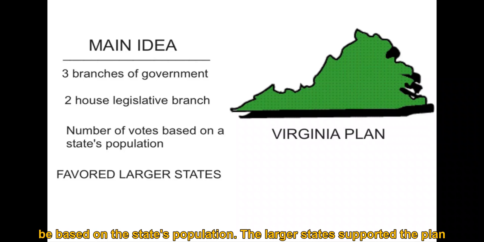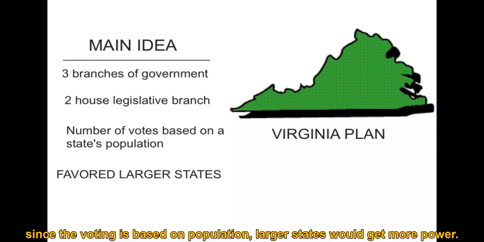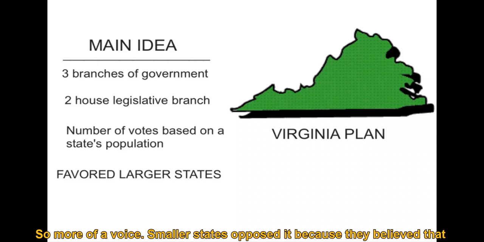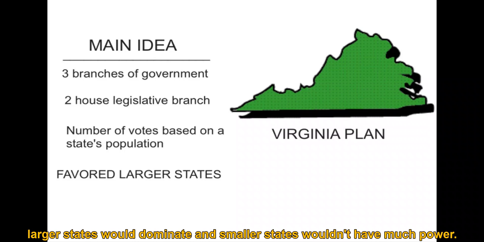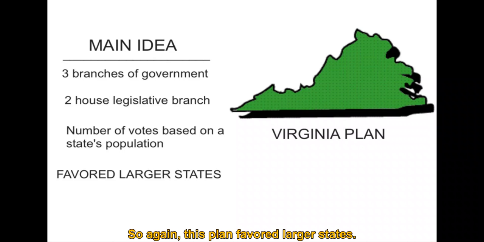The larger states supported the plan since the voting is based on population. Larger states would get more power, so more of a voice. Smaller states opposed it, because they believed that larger states would dominate and smaller states wouldn't have much power. So again, this plan favored larger states.